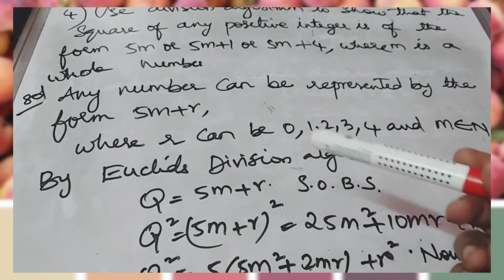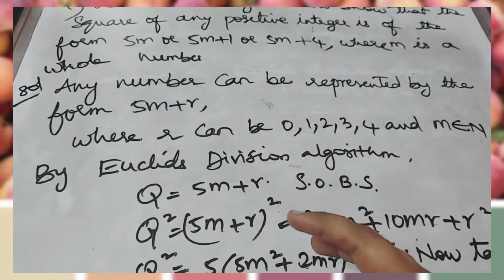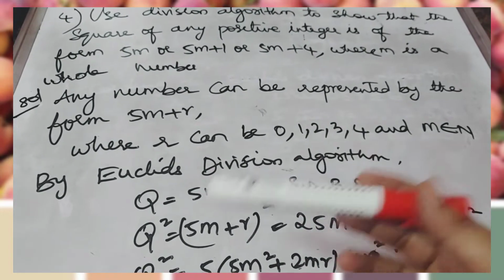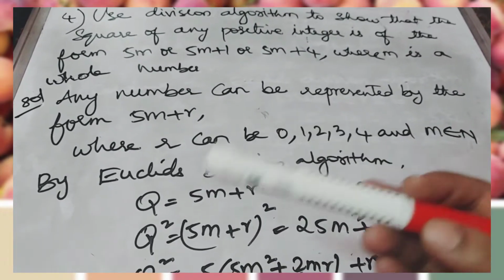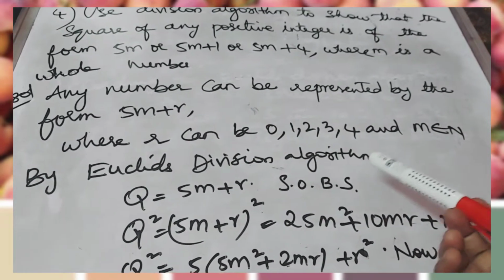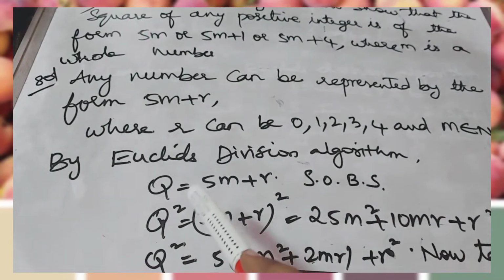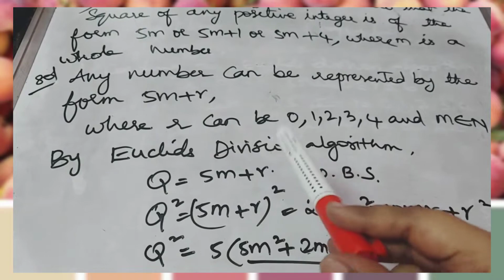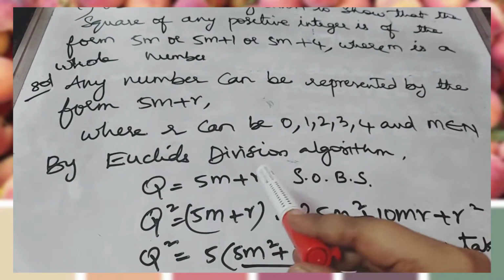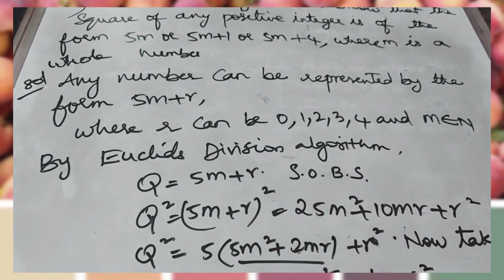Here one more method is there, but I think this is the easiest method you can remember. So any number can be represented by the form 5m + r, where r can be 0, 1, 2, 3, 4, and m belongs to N. By Euclid's division algorithm, we know a = bq + r. So q = 5m + r, you have to take here.